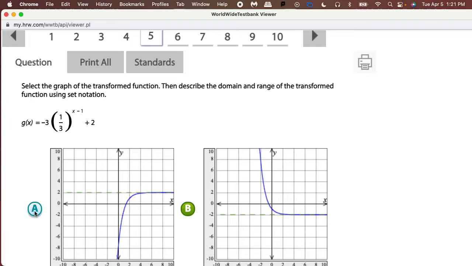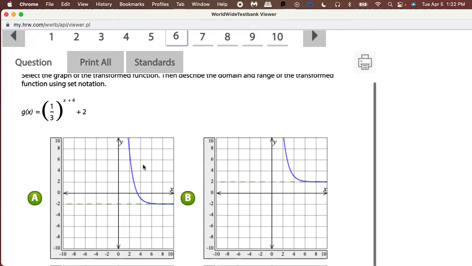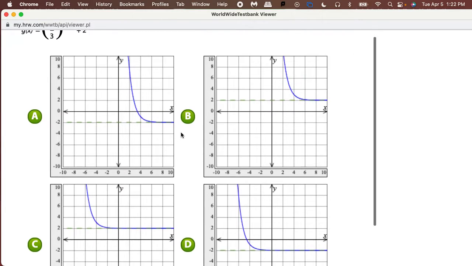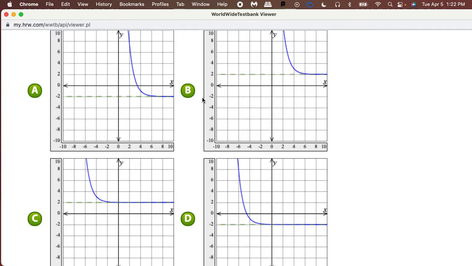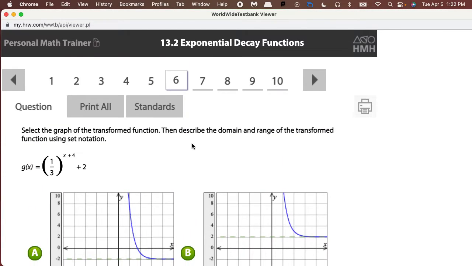Remember where you start and what happened thanks to the story. Okay. Asymptote of 2, went left 4. Asymptote of 2, A is out of the picture. Okay, so it's B or it's C. A and D have the wrong asymptotes. With me?